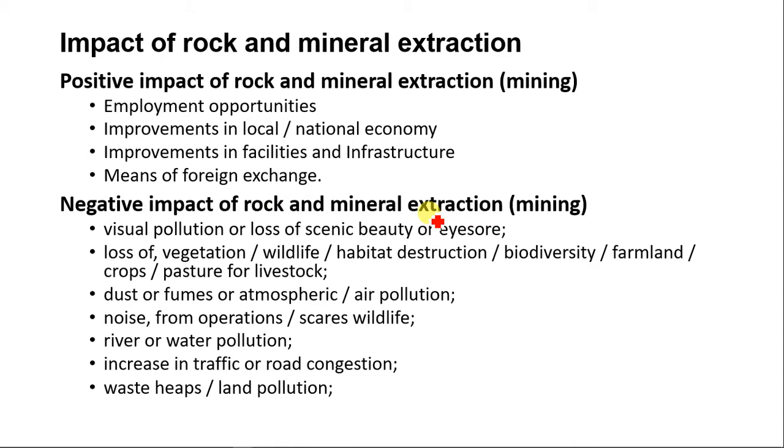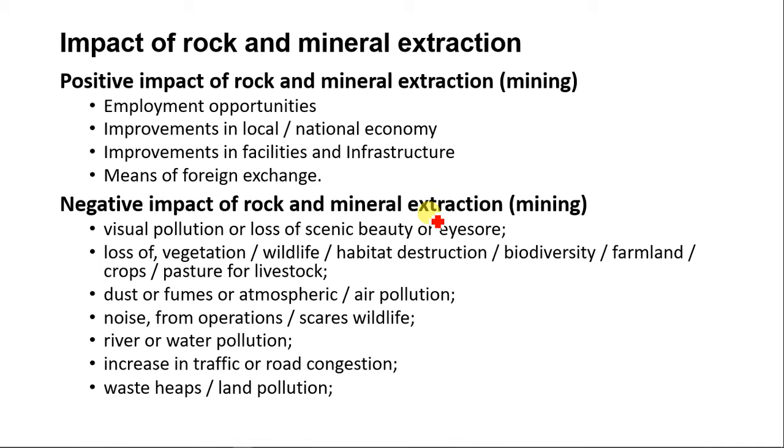Now, what are the impacts of rocks and mineral extraction? Rocks and mineral extraction have a lot of impact on the environment, and also a lot of economic impact. So what are the positive impacts of rocks and mineral extraction? You need to know it has a whole lot of positive impact, to the miner and to the economy.